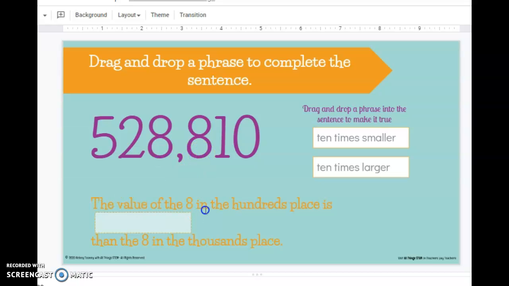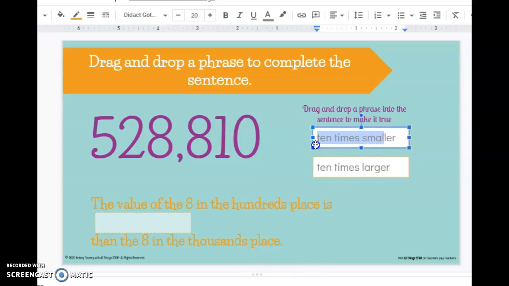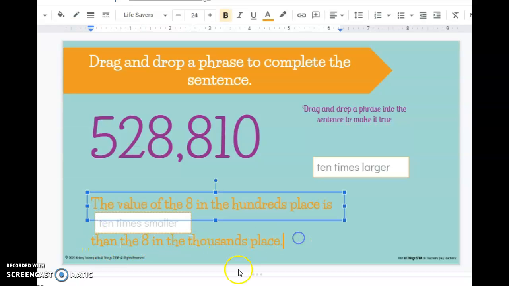So the value of the 8 in the hundreds place. I want you to look at the hundreds place first and tell me what the hundreds place is compared to the thousands place. So the value of the 8 in the hundreds place is smaller or larger than the 8 in the thousands. The value of the 8 in the hundreds place is smaller than the value of the 8 in the thousands place. So I'm going to give you guys a couple more slides like this so you can compare these relationships.